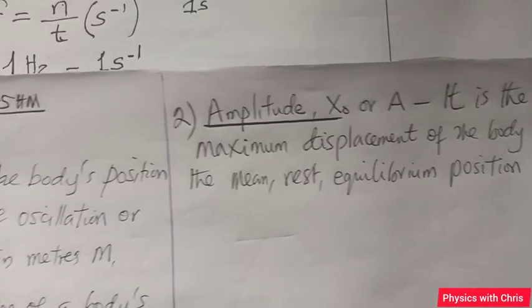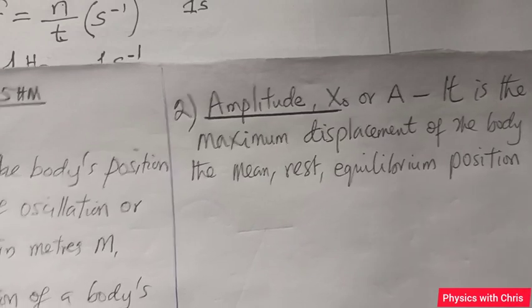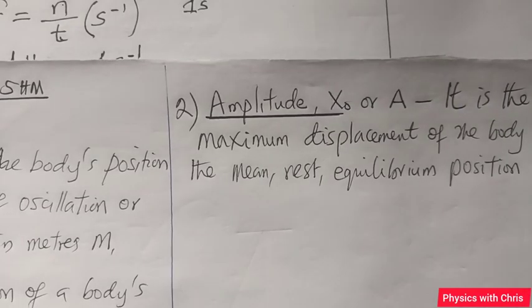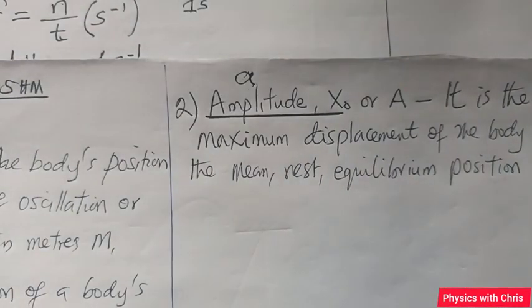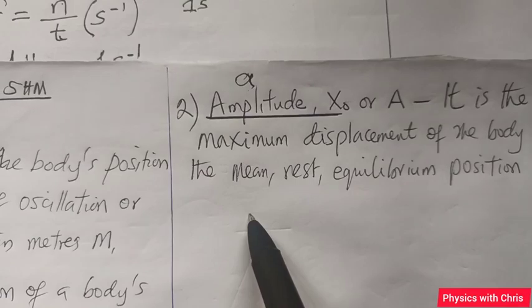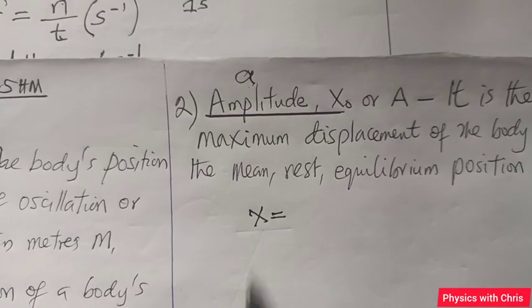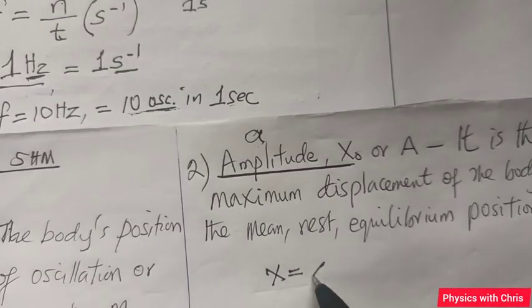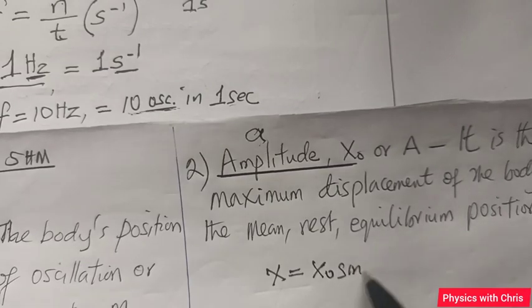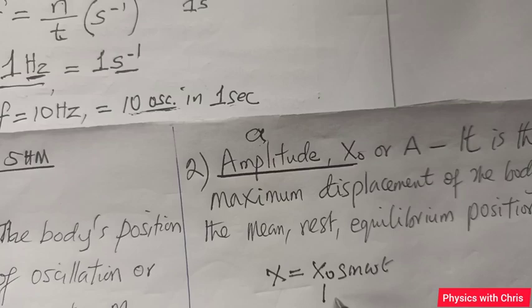And we have symbols that we can use to denote the amplitude. We can use x naught, we can use the uppercase letter A, or sometimes we can even use the lowercase letter a to represent the amplitude of oscillation. And sometimes equations like this can be given, since we are representing a displacement time graph using a sine graph. An equation for a sine graph is this: x equals x naught sine omega t. So this x naught is called the amplitude of oscillation.